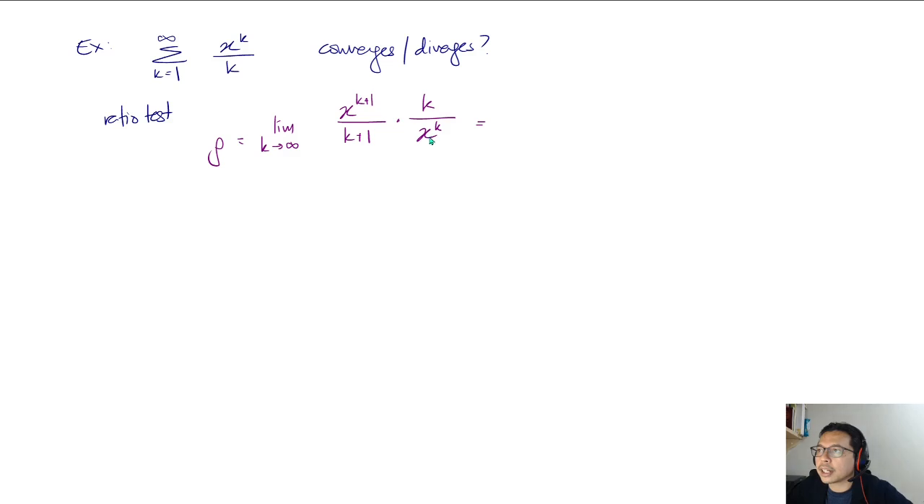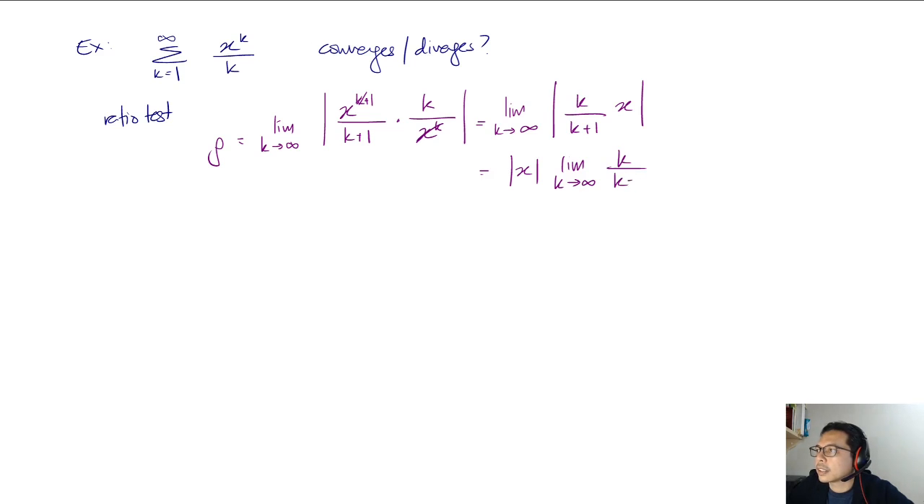So now I can say that okay, this one can cancel out, this one can cancel out. So what, oh yeah, I forgot the absolute value. I need to find the absolute value of that. So what I've got here is actually, okay, I have k over k plus 1, and then I'm left with just x here. All right, so what I can do here, I can bring the x out, just leave this to the right.